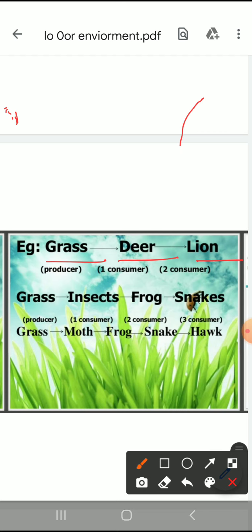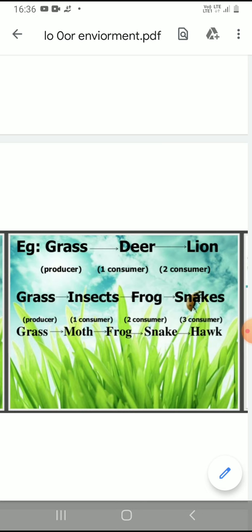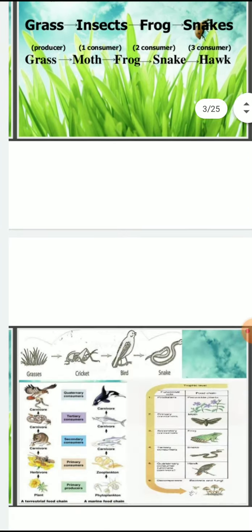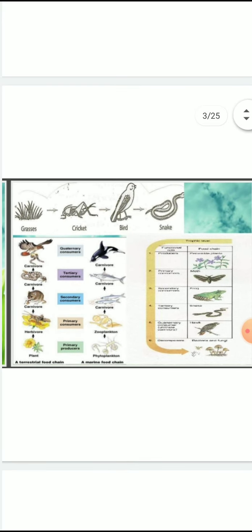Now, the above food chain can be represented more clearly with the help of a diagram, and you can see the diagrams. Some more examples we will take. This food chain you have seen. Now let's see this food chain.